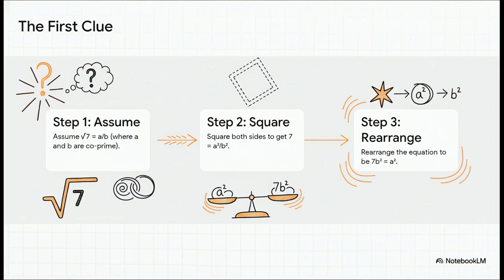If we say root 7 equals a over b, the first thing we want to do is get rid of that annoying square root, so we square both sides. That gives us 7 equals a squared over b squared. We do a little bit of rearranging, and we find our first major clue. 7 times b squared equals a squared.